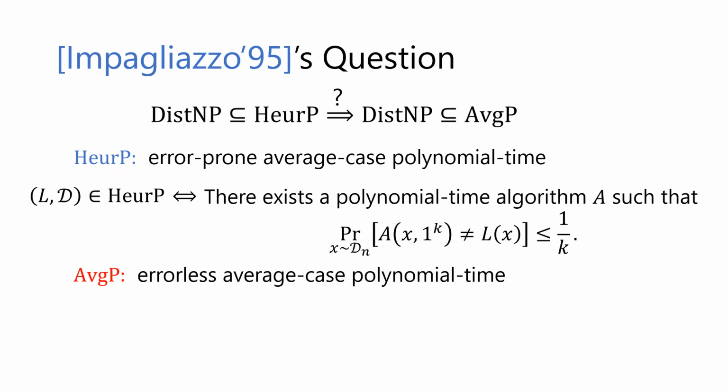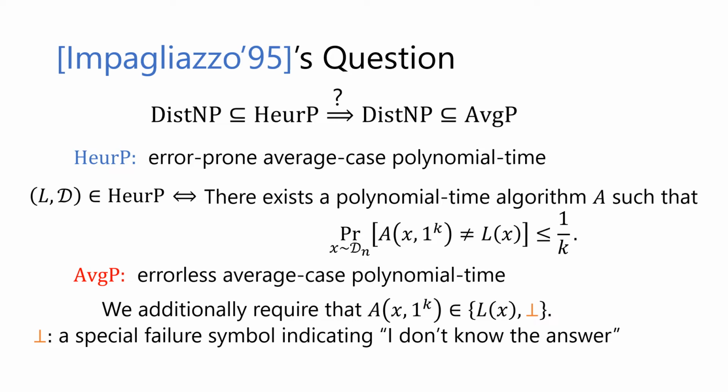In contrast to this, average P, which is a class of distribution problems that can be solved by errorless average case polynomial time, we additionally require that the algorithm outputs either the correct answer L of X or a special bottom symbol, which indicates that the algorithm doesn't know the answer. So obviously, this is a stronger notion than Heuri-P. The question Impagliazzo asks is whether these are equivalent for NP or not.